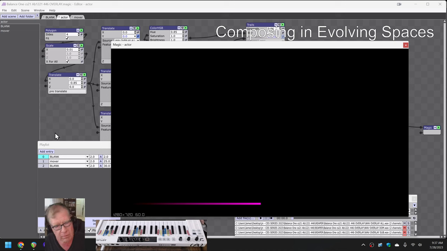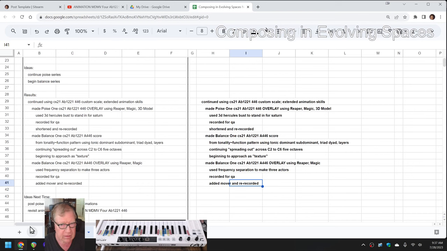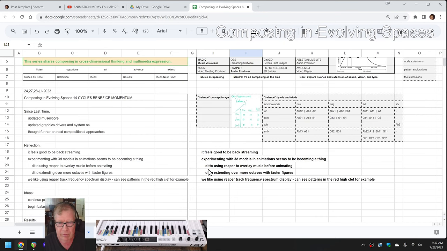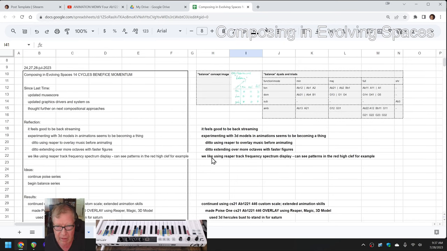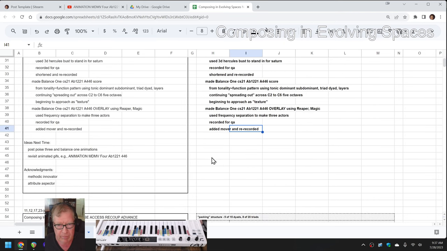So, as we said in our reflection, using Reaper and extending over octaves and so on is becoming a thing here. So our ideas for next time are to post those animations, and then we have some ideas for going back to making animated GIFs that could be put into our 3D platform, and a good old friend to be determined.